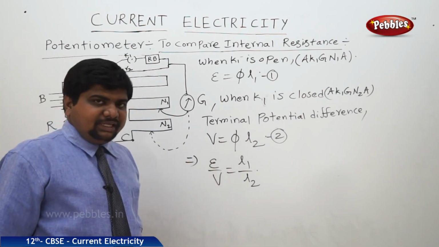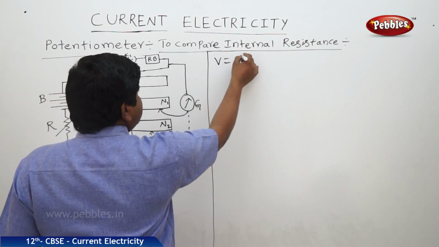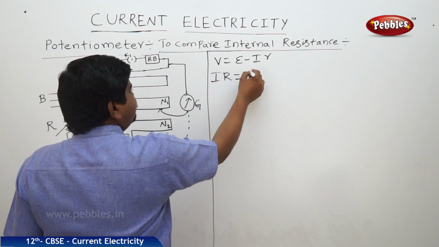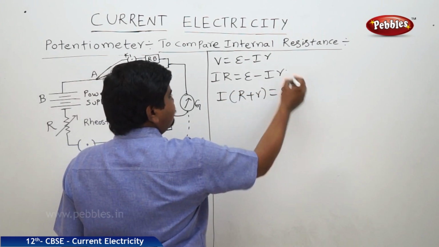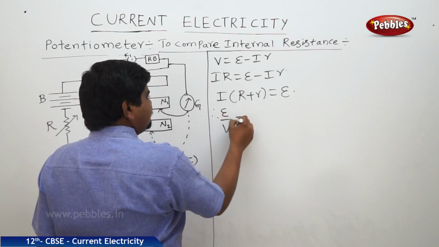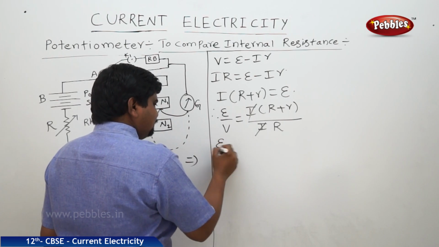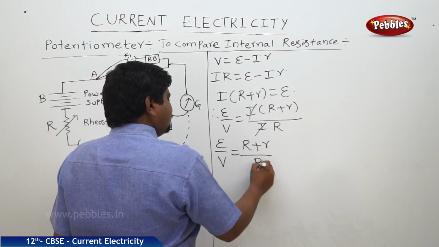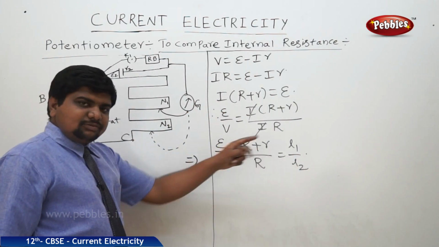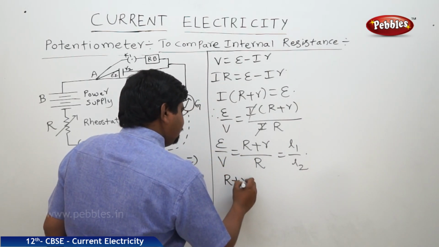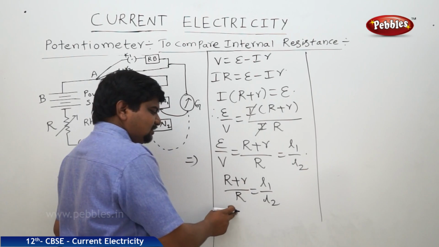Now we are going to find the ratio of E and V. We will get the ratio of the internal resistances. Now we will see the E by V ratio. We know that V is equal to E minus Ir. V is equal to IR, therefore IR equals E minus Ir. From this we can write I into (R plus r) is equal to E. So, E by V is equal to I into (R plus r) by IR. I gets cancelled. Therefore, E by V is equal to (R plus r) by R. This (R plus r) by R is equal to L1 by L2. This equation will turn into 1 plus r by R.